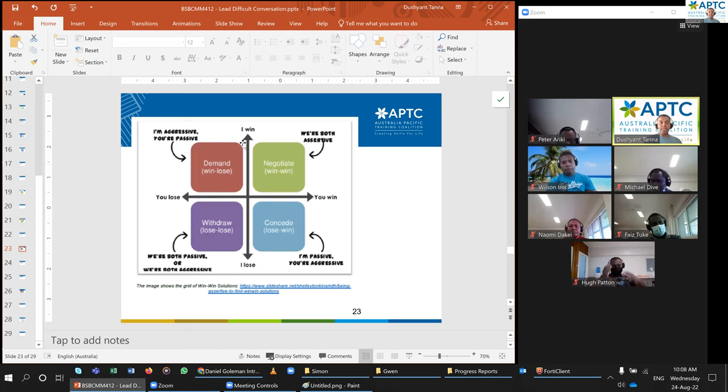Right, so these are four types of approaches to a demanding situation, aiming for a win-win solution. The first is negotiate. Both of the parties are assertive. Is it able to see my screen, right? It's a negotiate and win-win situation.